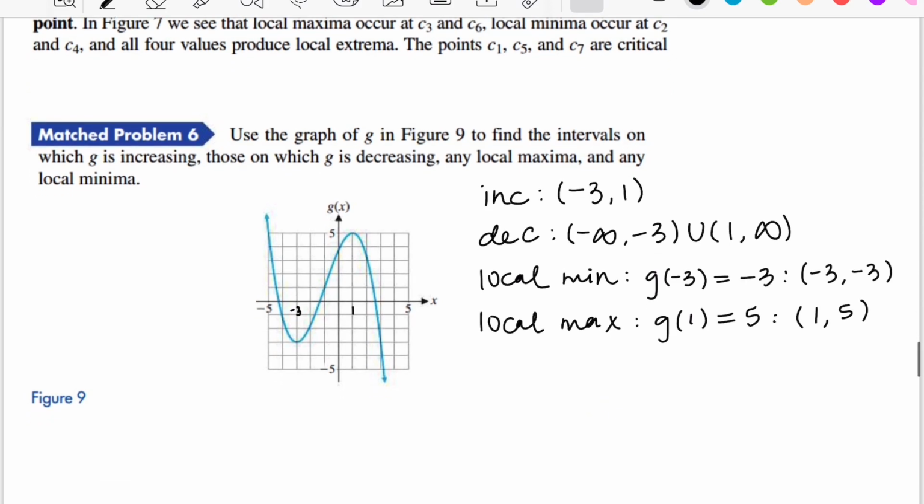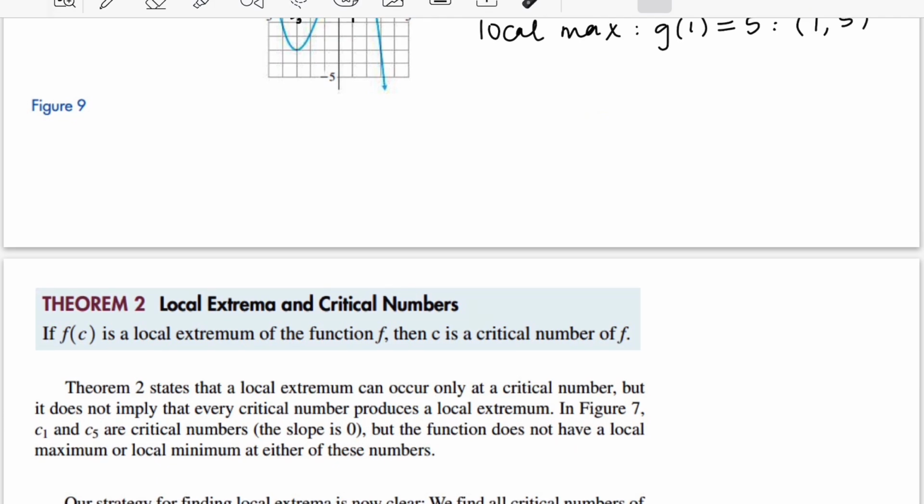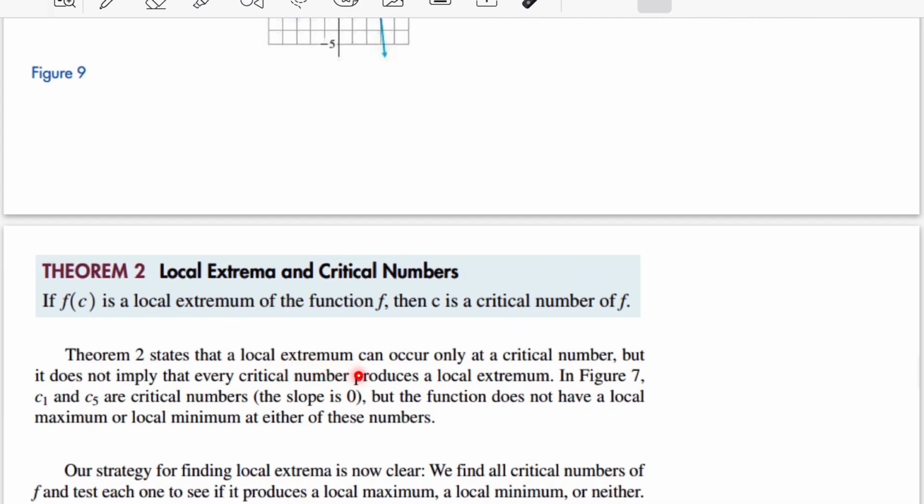All right. So let's look at this theorem 2 here. We're told that if f of c is a local extremum for our function f, then c is going to be a critical number of f. So we're going to use this to find the local minimum and maximum values when given a function instead of a graph. And so this theorem pretty much says that a local extremum can occur only at a critical number, but it doesn't imply that every critical number produces a local extremum.